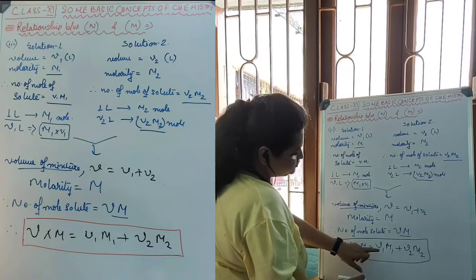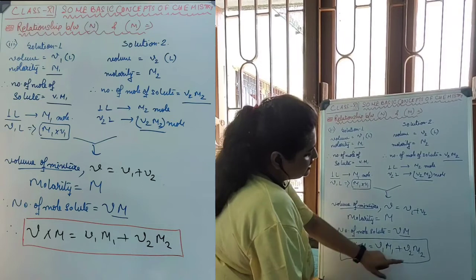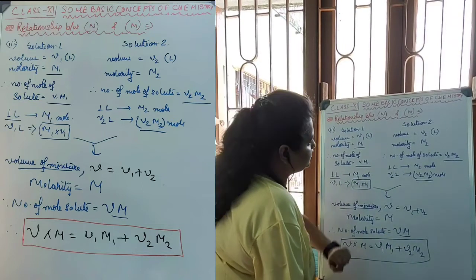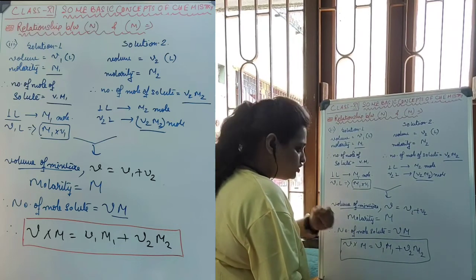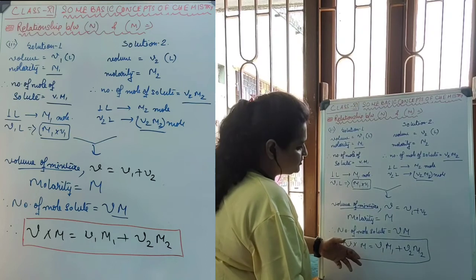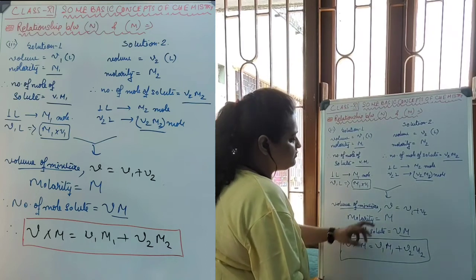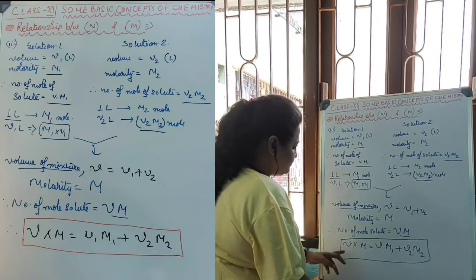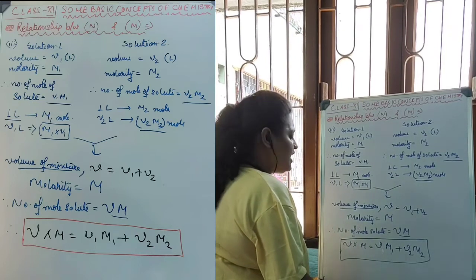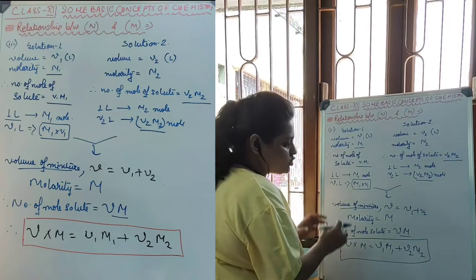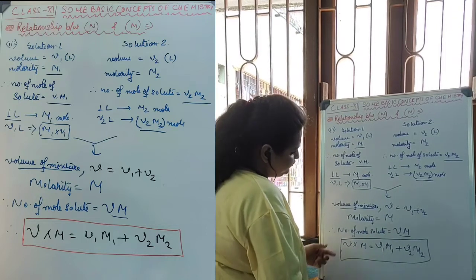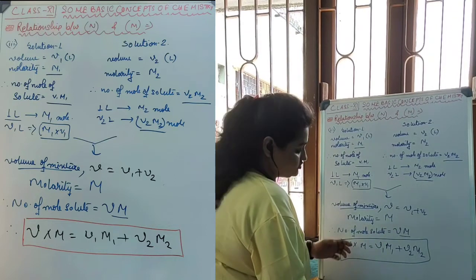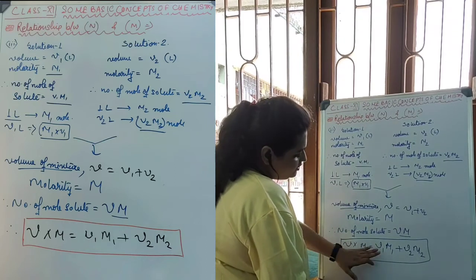Total number of moles of solute coming from solution 1 plus total number of moles of solute coming from solution 2. By adding these two factors, I can find out the total number of moles. Also, I can find out the total number of moles of the mixture by multiplying the volume of the mixture with the molarity of the mixture as V multiplied by M, and both of them will be equal because the total amount of moles from both solutions in the mixture are the same. Therefore, V1 M1 is equal to V multiplied by M, equal to V1 M1 plus V2 M2.